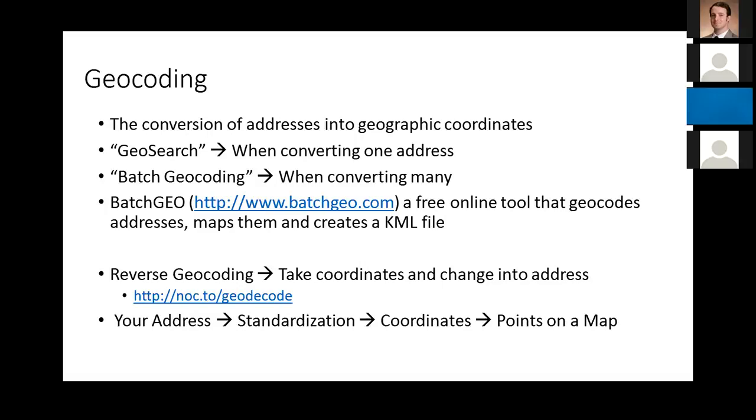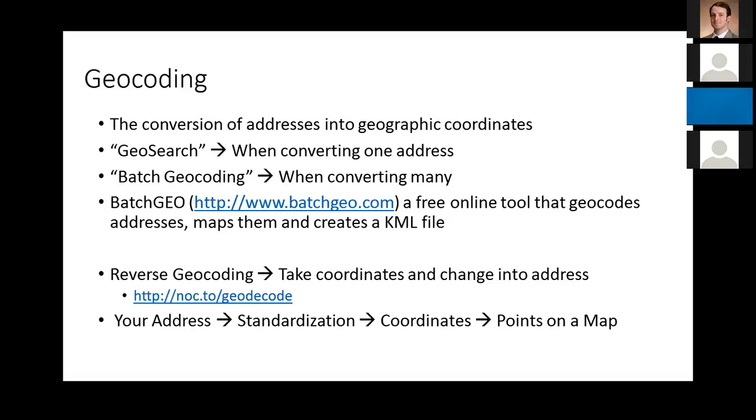So geocoding is the process of converting an address into geographic coordinates. There's different ways to do this. It depends on how many addresses you need to convert. You'll sometimes see the terminology geosearch used, and this is when you're just converting one address. Batch geocoding refers to converting many.